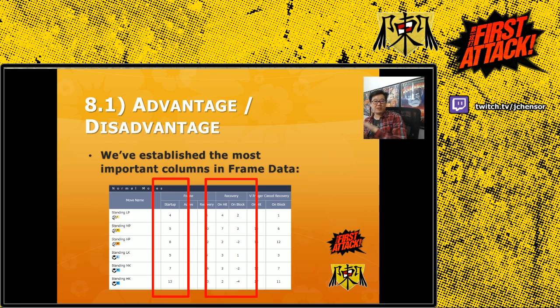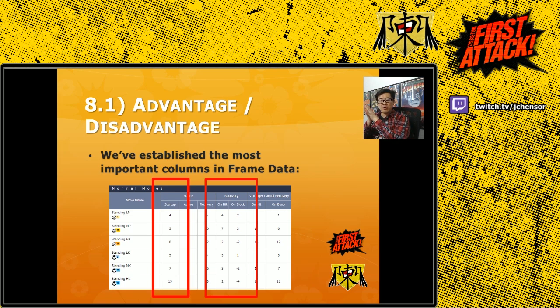So in the last episode, when we looked at a sample of a frame data table, we established already which columns are the most important ones to look at. You can see highlighted in red down below the startup column and the on hit and on block. And again, I showed you how that all worked with my super cool and awesome Excel spreadsheet on exactly how that plays out visually.